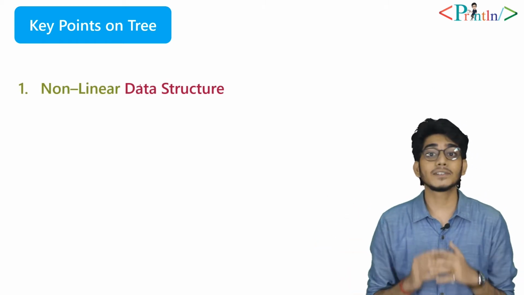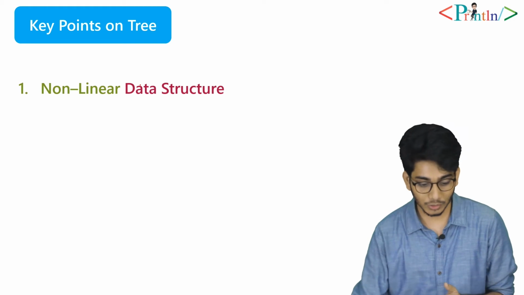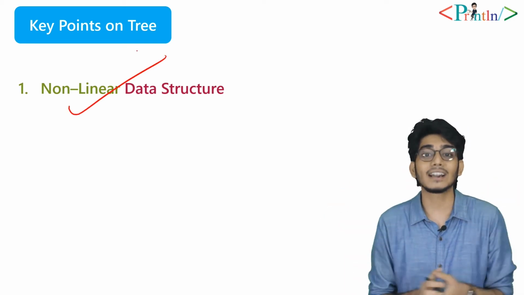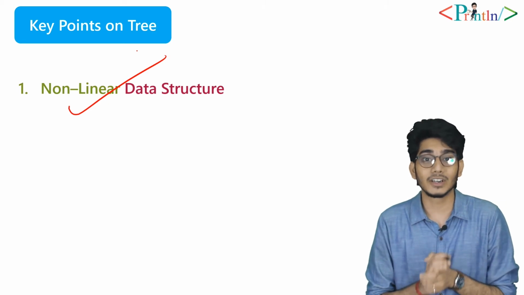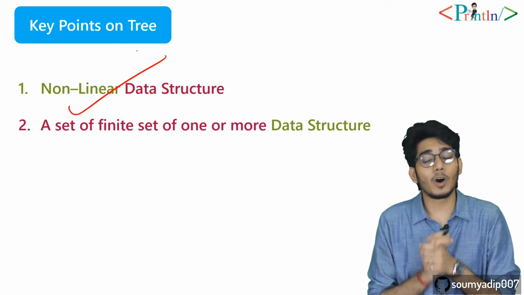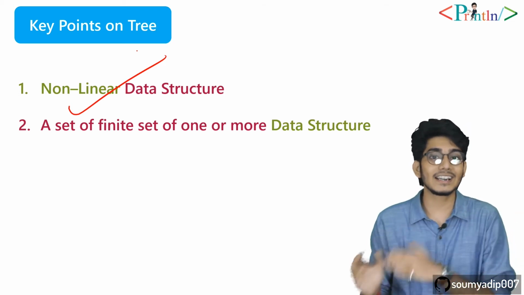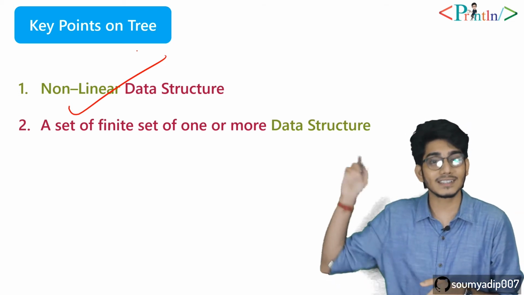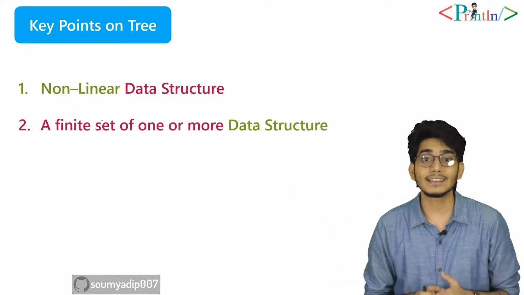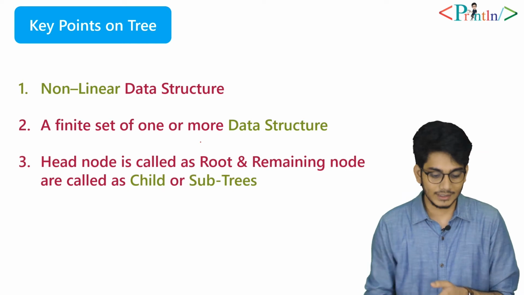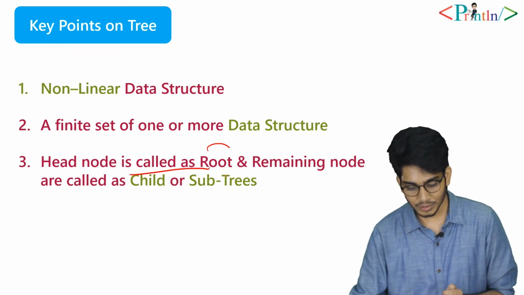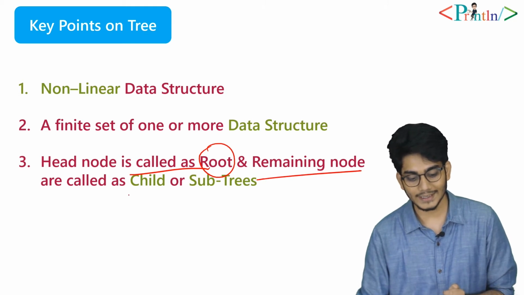The first point is that tree is a nonlinear data structure. So what is a nonlinear data structure? In a nonlinear data structure, data are not organized in a sequential manner, so you cannot traverse the entire nonlinear data structure in one go. In this series, we have already discussed the difference between linear and nonlinear data structures. If you don't know, just click on the I button and watch that video. The second point is tree is a finite set of one or more nodes. The third point is the head node is also called the root and the remaining nodes are called children and subtrees.